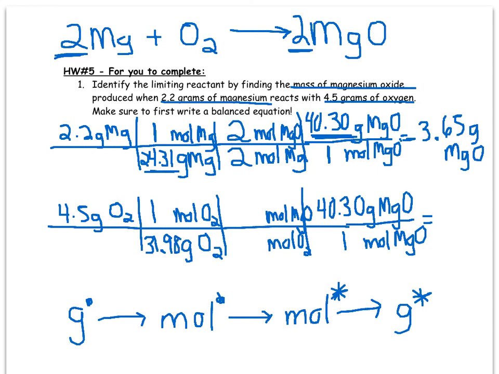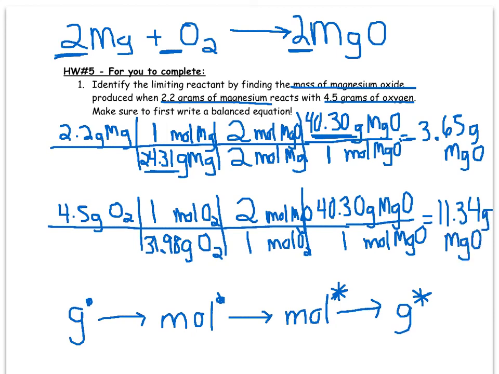Then we stick in the mole ratio. A 2 goes on the top, and a 1 goes on the bottom. The 1 came from the coefficient, or lack of coefficient, in front of oxygen. Now we're going to multiply across, so you're going to multiply 4.5 by 2 by 40.30, hit equals, then divide by 31.98, and we'll get 11.34 grams of magnesium oxide.